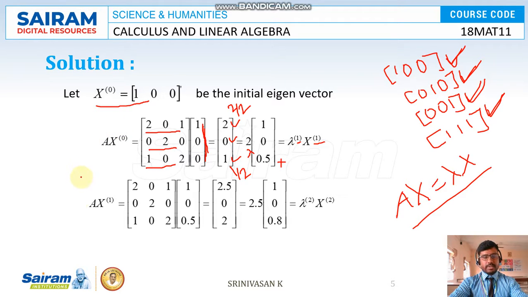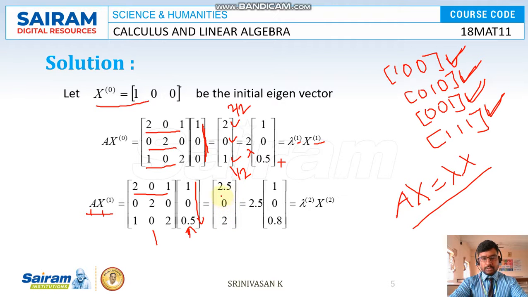Next we have to find the second iteration. The second iteration is A into x power 1. What is this? This is the given matrix, and this one is the new eigenvector. It is normal matrix multiplication. If you use the calculator, A is fixed, we only have to change B. Otherwise we will do it manually. It is an easy calculation, nothing too difficult, and we get this one.